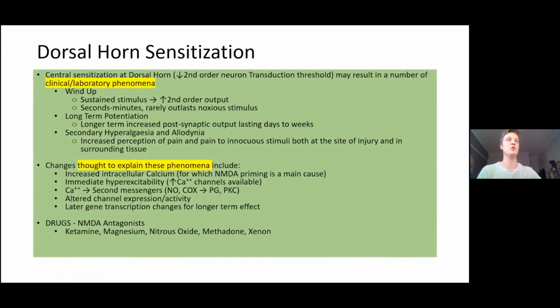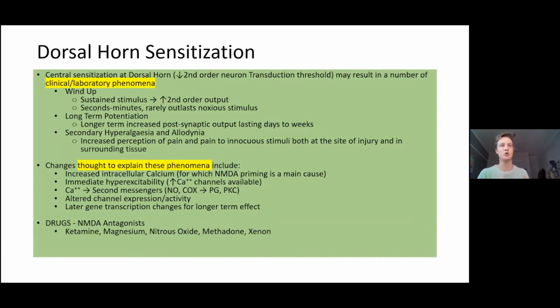Then we get to dorsal horn sensitization. So this is where most of the money is for this question, and it's also where the textbooks are the most confusing. So central sensitization here is a similar process, a reduction in the transduction threshold, so how much input is needed to achieve an output. And I break this down and I say central sensitization may cause a number of these clinical or laboratory phenomena.